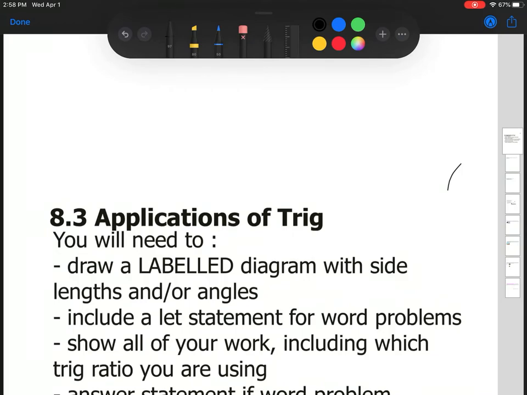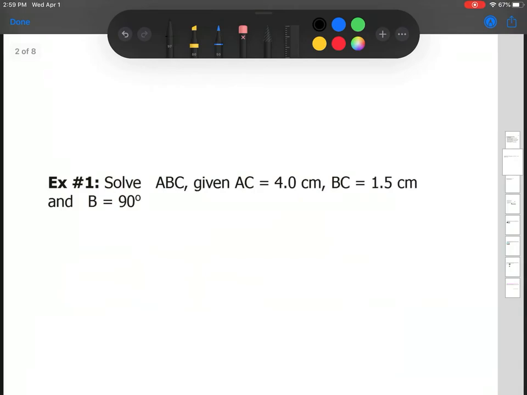Okay, there are some instances where you're going to be given the diagram, some where you need to draw your own. And again, make sure that diagram is labeled. As usual, you want to make sure you have a let statement for word problems, show all of your work, and then make sure you have an answer statement, especially in a case where maybe you have to add X and Y together or something in order to get your final answer.